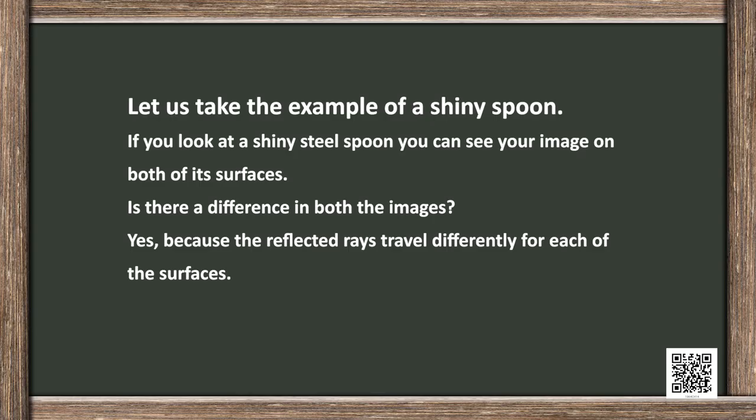Let us take the example of a shiny spoon. If you look at a shiny steel spoon, you can see your image on both of its surfaces. Is there a difference in both the images? Yes, because the reflected rays travel differently for each of the surfaces. Let us discuss this in detail.